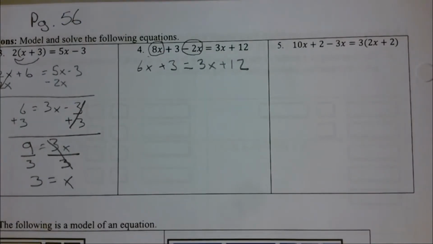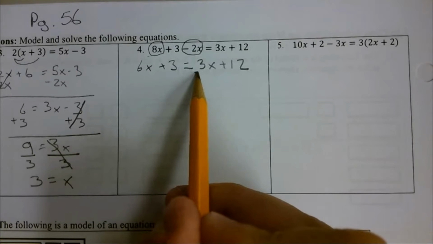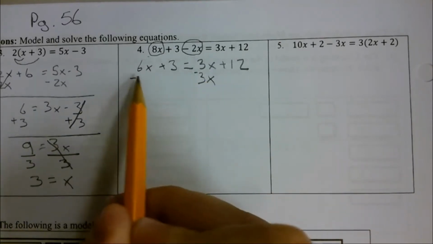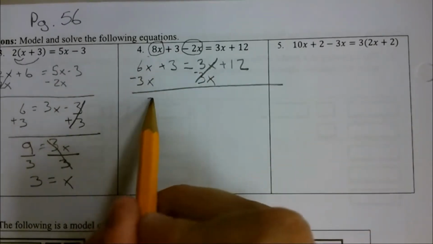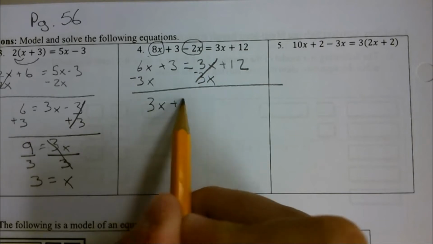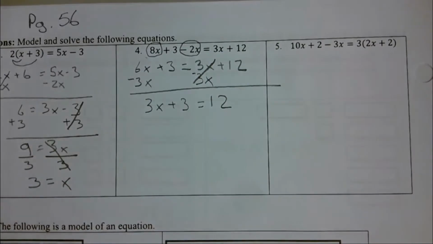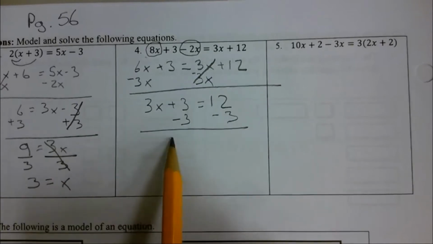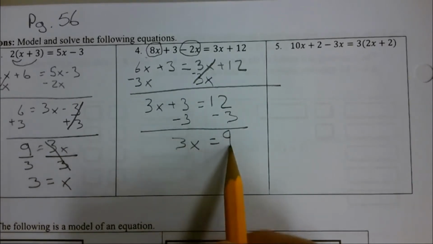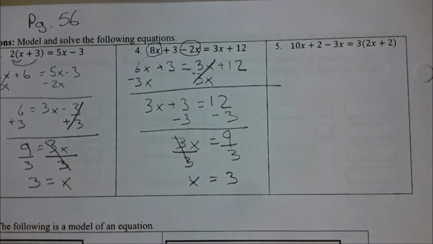So again, I need to get all my x's on one side and all my numbers on the other. So I'm going to take this 3x and I'm going to get rid of it. So I'm going to subtract 3x from both sides. So these cancel, and then 6 minus 3x is 3x, and then I have that plus 3 equals, and then we have a 12. So now again, it's like those equations we know how to solve. I'm going to minus 3 first. I get 3x equals 9. Divide by 3. I get x equals 3.